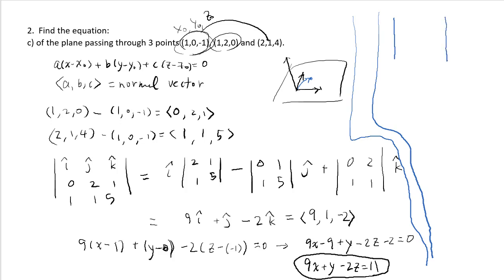So if I have the two vectors, you still have to get these two vectors. If I have the two vectors 0, 2, 1, 1, 1, 5, and let's say x, y, z is a point on the plane, then the volume of the parallelepiped should be 0 because it's a flat parallelepiped, right? So this has to be 0, and if you compute this determinant, you'll see that it's exactly the same as this one. Okay.